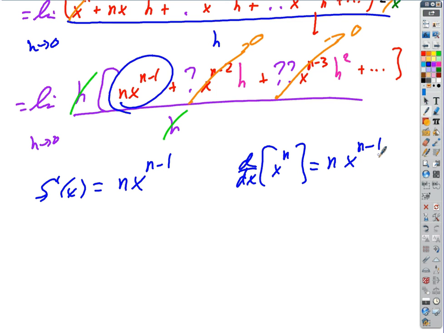Does that notation make sense? We're taking the derivative of this, and that's giving us that answer. Okay? We'd say that the language would be the derivative with respect to x of x^n equals n times x^(n-1). That makes life so much easier. Let's apply that in some cases.